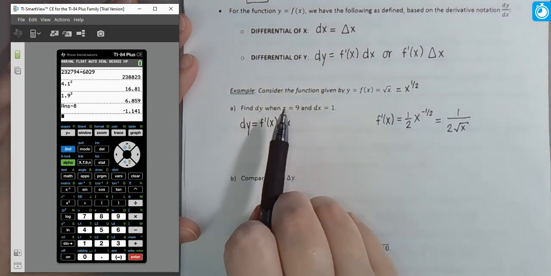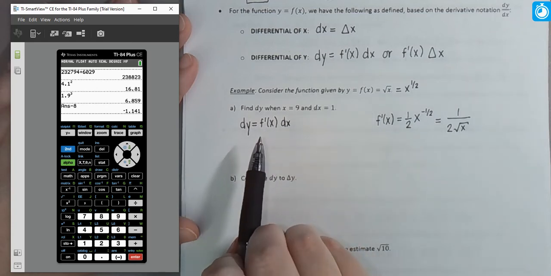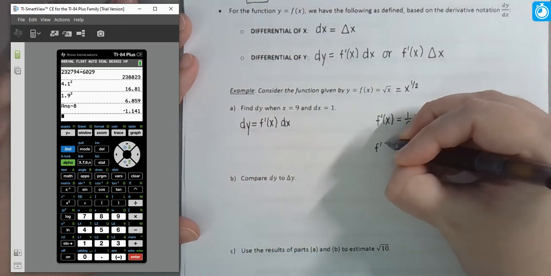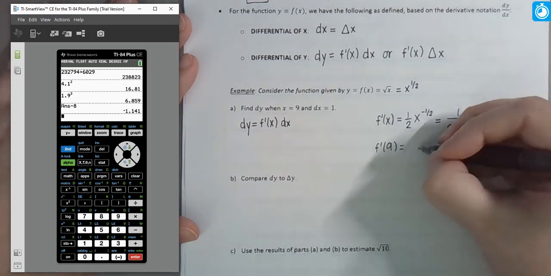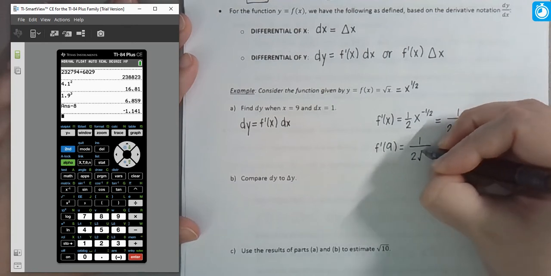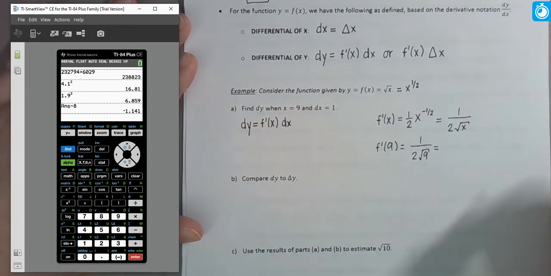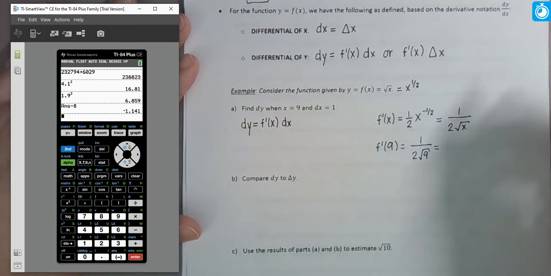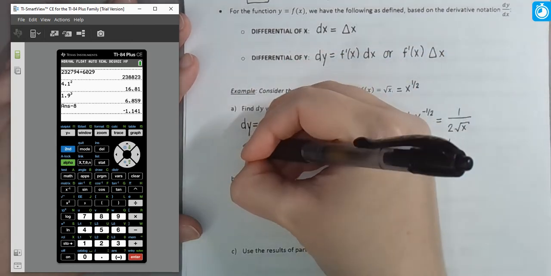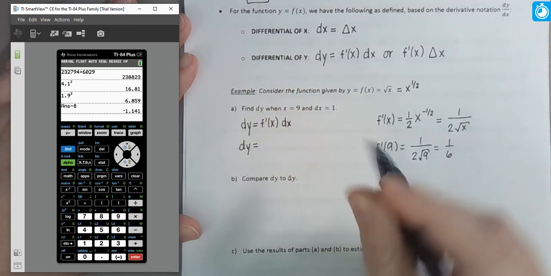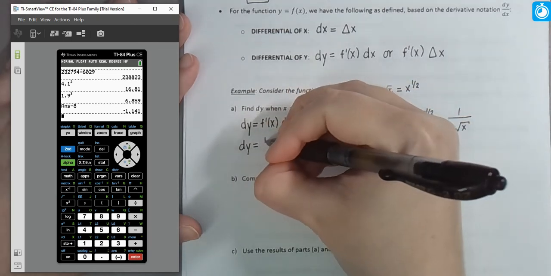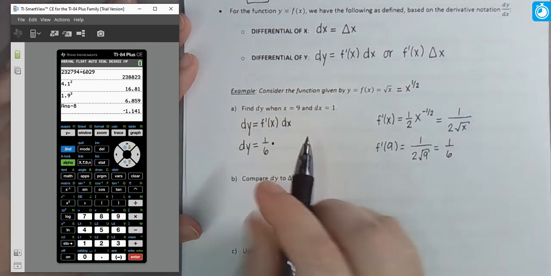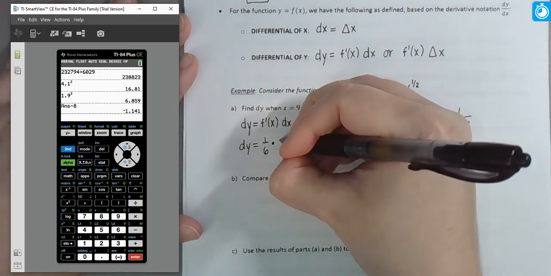Now, if we were to evaluate this at x equals 9, that's going to give us what we need to plug in. So f prime of 9, we can sub in a 9 to our derivative formula. So 1 divided by 2 times the square root of 9. Well, the square root of 9 is 3, and then 2 times 3 is going to give us 6. So 1 over 6. So that means dy is equal to the derivative evaluated at our x value, 1/6, times dx, which in this case is 1.